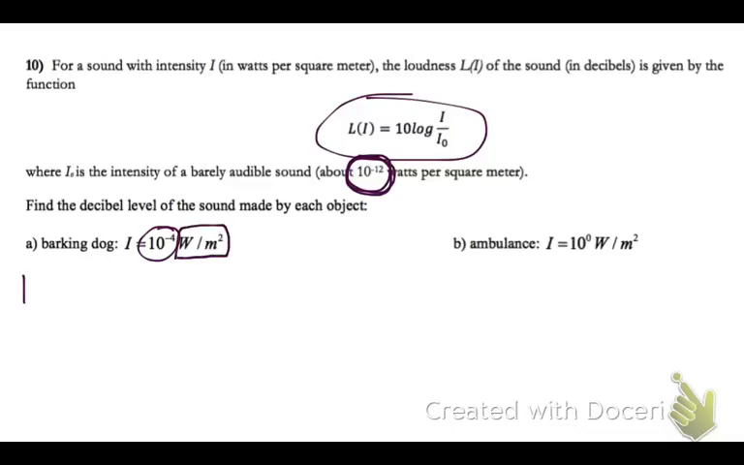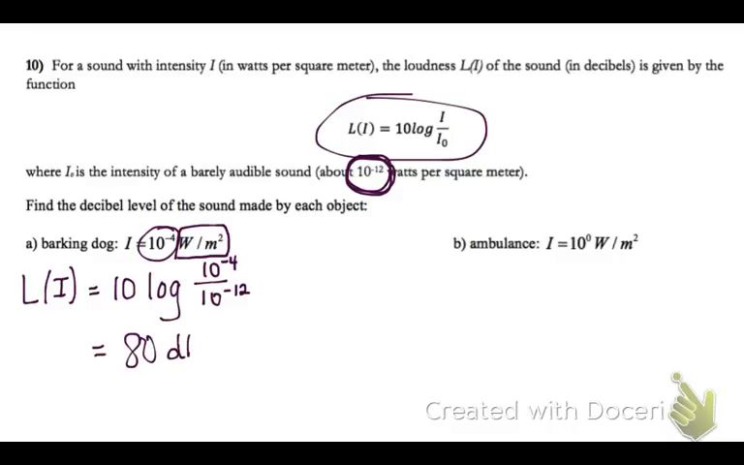So we're going to take our equation. We're going to plug in 10 to the negative 4 for I, because that's what the problem says. And for I sub 0, we're going to plug in 10 to the negative 12, because that's what we got out of the problem that we read. Okay, if you enter this whole thing in your calculator, you're going to get 80 decibels.